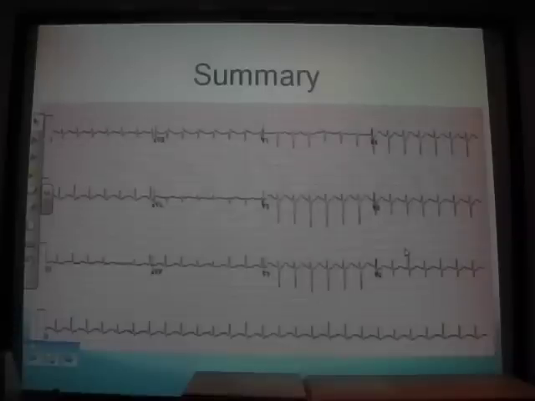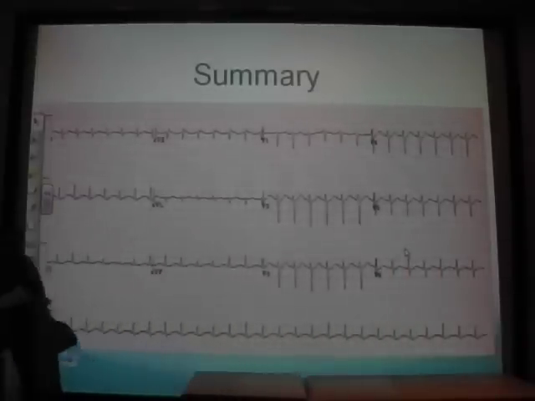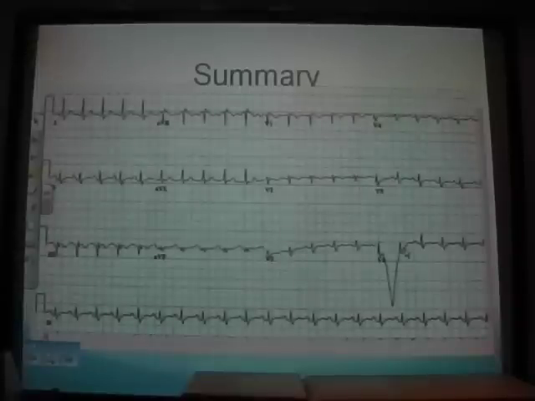You go back about half an hour later, you've already given us some fluid, you've checked her temperature, you've done everything, and you've looked at her ECG, and now it looks like this. Somebody else, what do you think?